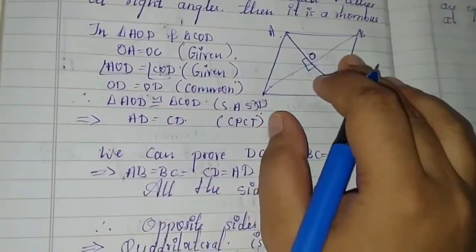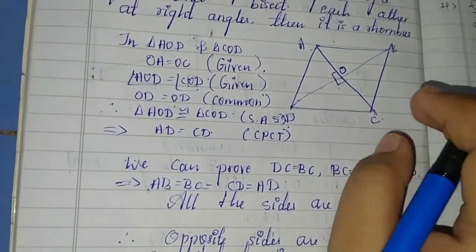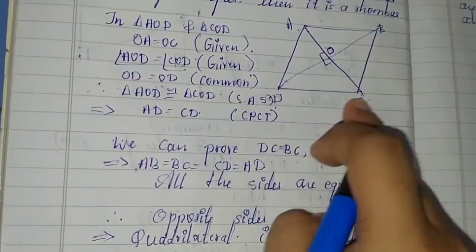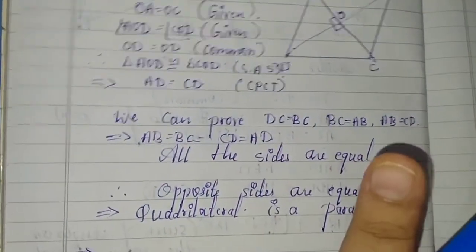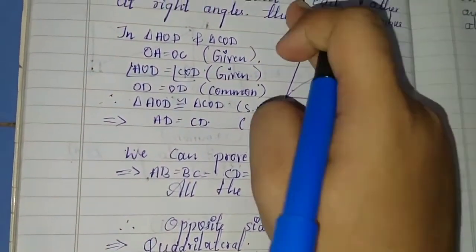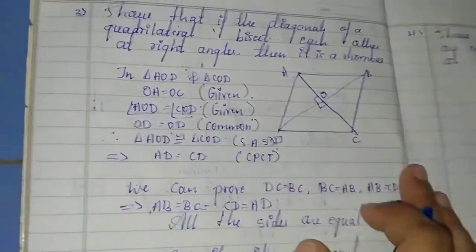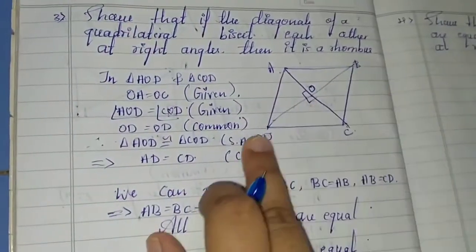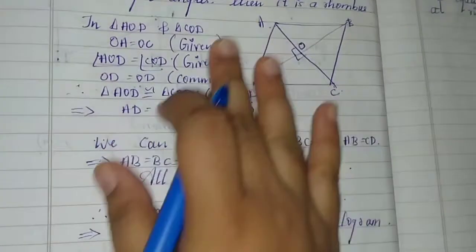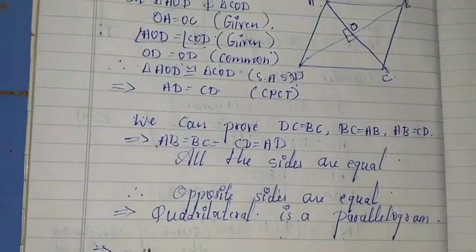Now ABCD is a parallelogram in which diagonals bisect each other at right angles and all the sides are equal. So this is nothing but a rhombus. What is a rhombus? It is a parallelogram in which diagonals bisect each other at right angles and all the sides are equal. Already they have given that the diagonals bisect each other, and now we proved that all the sides are equal and this is a parallelogram.